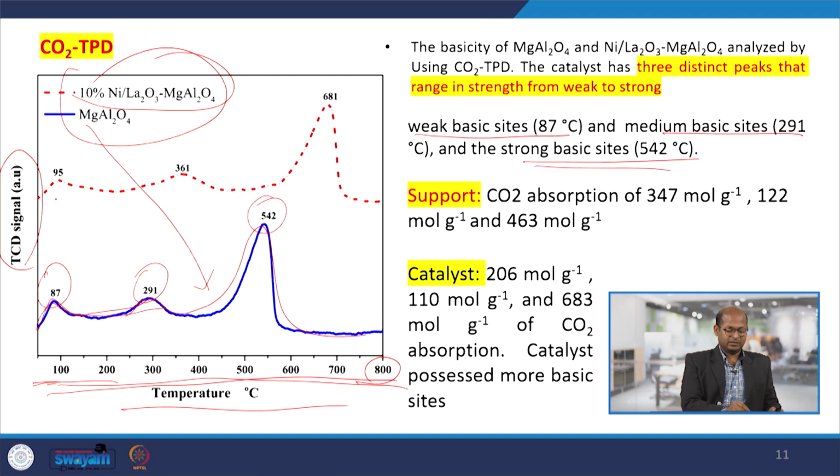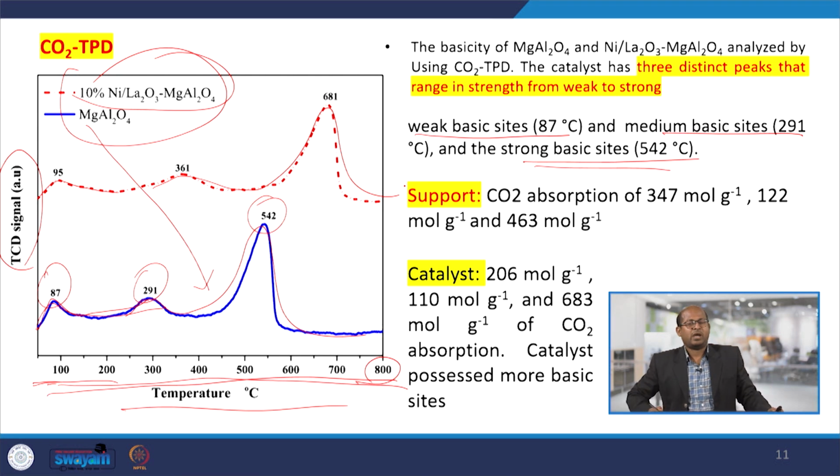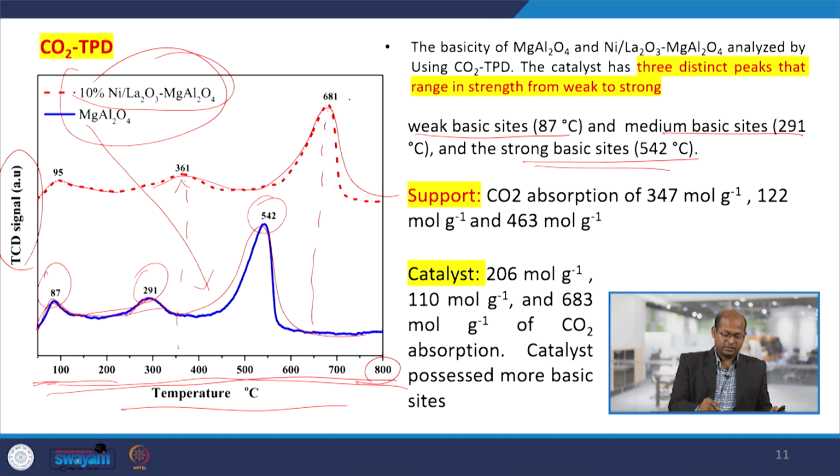And this particular material is showing red dotted lines, so here it is a little bit different. From one material to another, the quantity that gets adsorbed is different, and the desorption temperatures are also different. So, here 681 and here 542. Here strong basic sites are available, but they get desorbed at 542 degrees centigrade, so comparatively much stronger basic sites are present in this particular catalyst. That way we can analyze two different catalysts, two different materials and their basic properties.